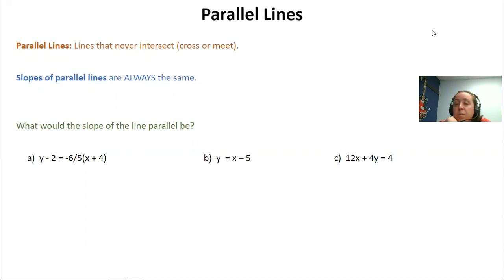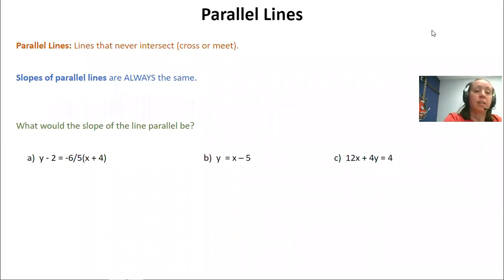So let's review this, guys. Slopes of parallel lines are always the same. So if you have a line and you want a line parallel to that, the slopes have to match. So what is the slope in part A of the line that we're given? Part A, what is that slope? That is an equation in point slope formula.